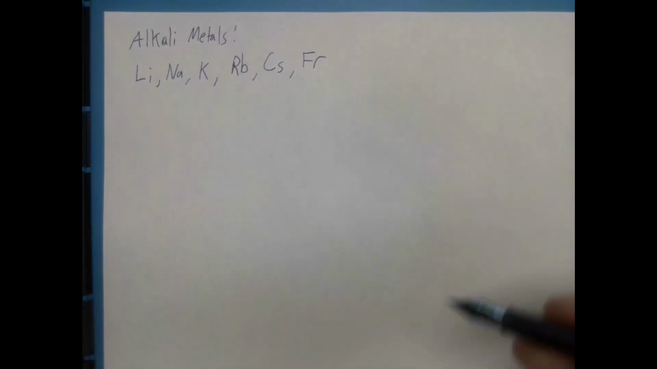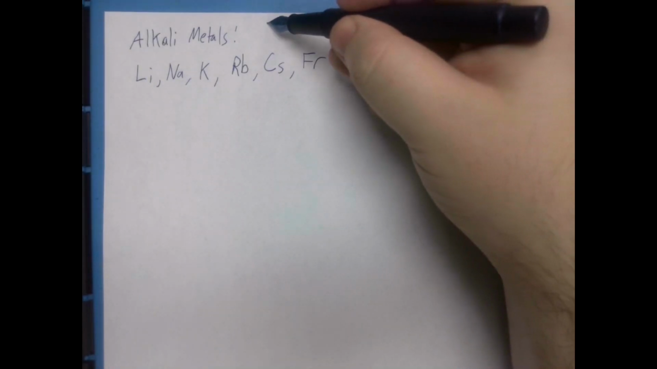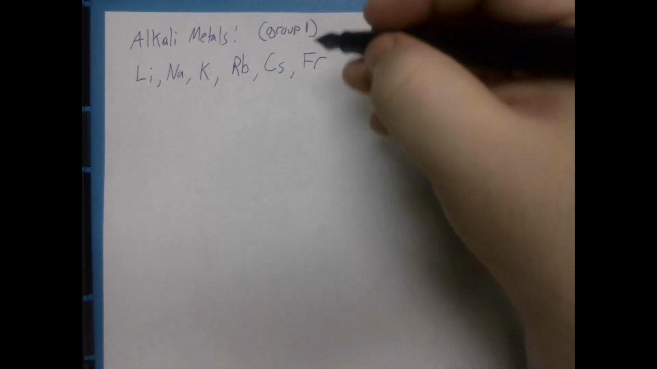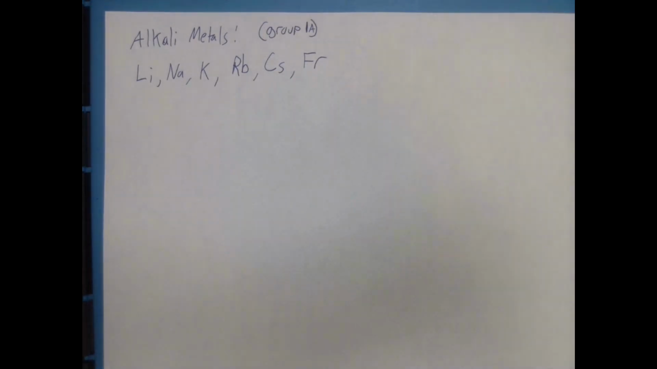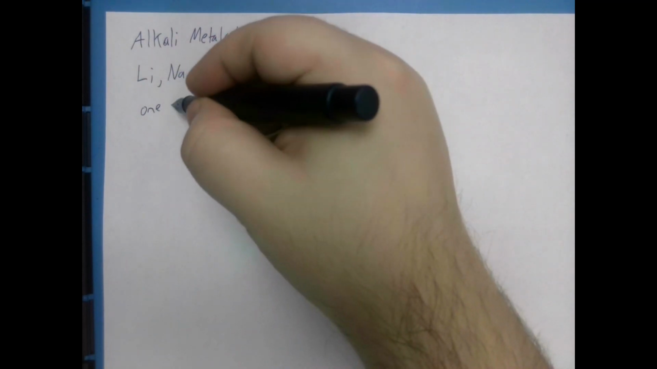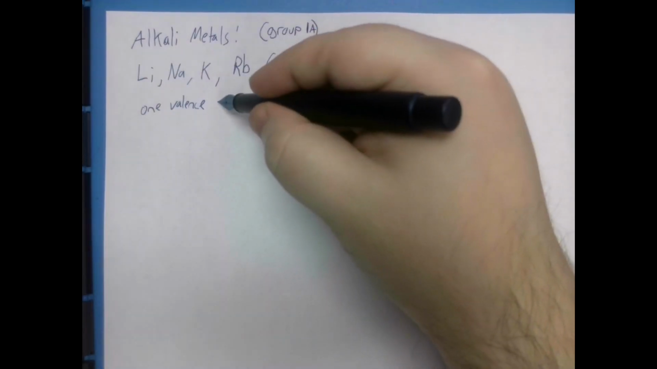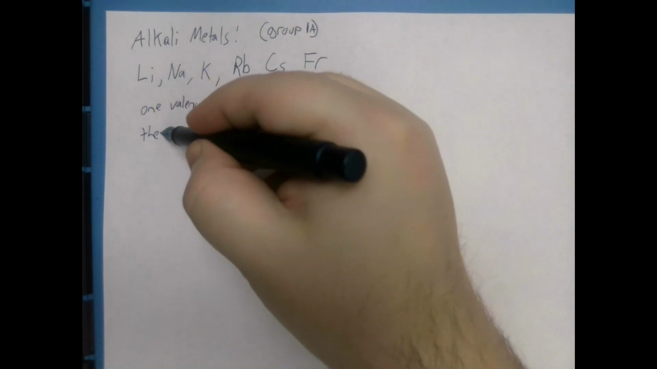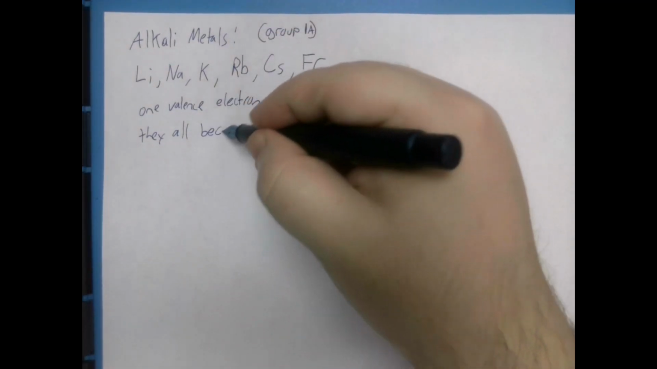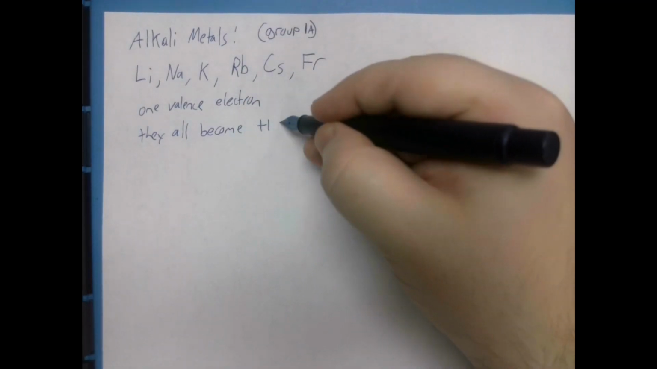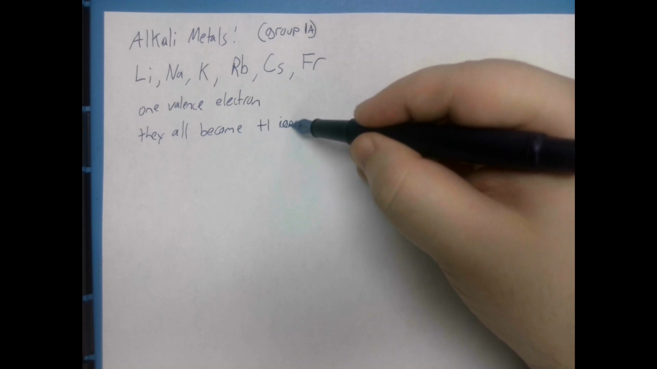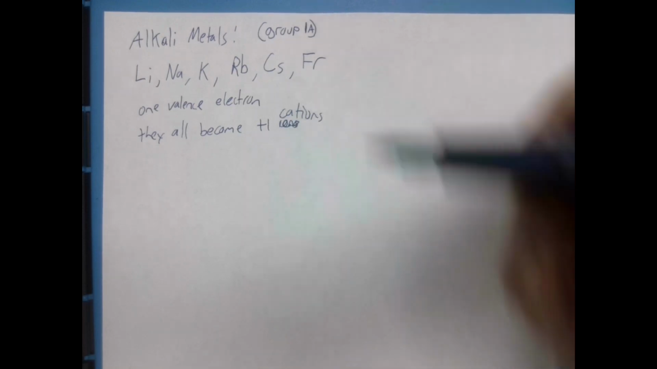What do they all have in common? One valence electron. They all become +1 ions, or cations.